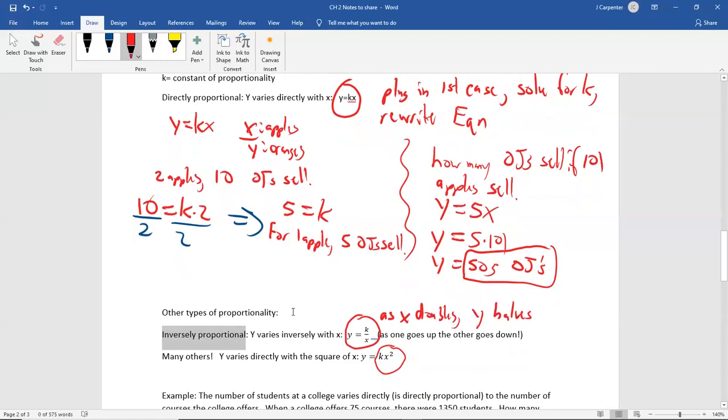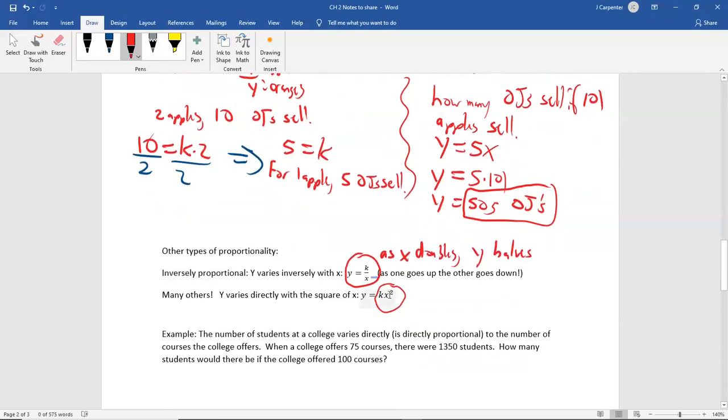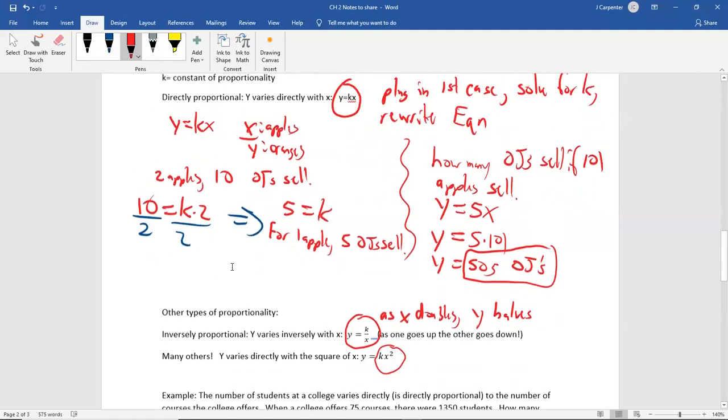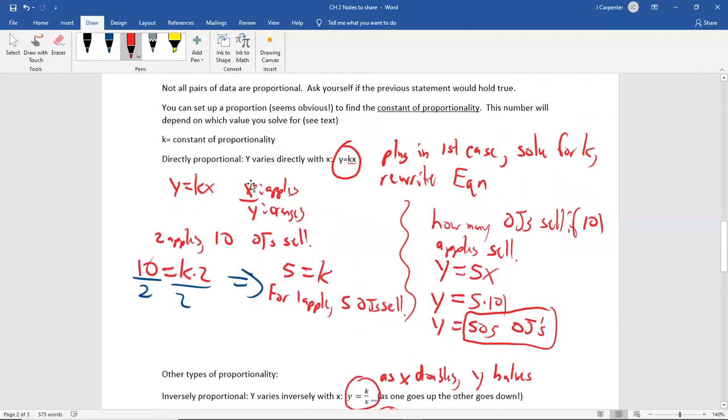We're not memorizing that. So what I need to point out is, I said earlier that I wrote x as apples and y as oranges for this direct proportional problem that I just kind of made up on the fly.